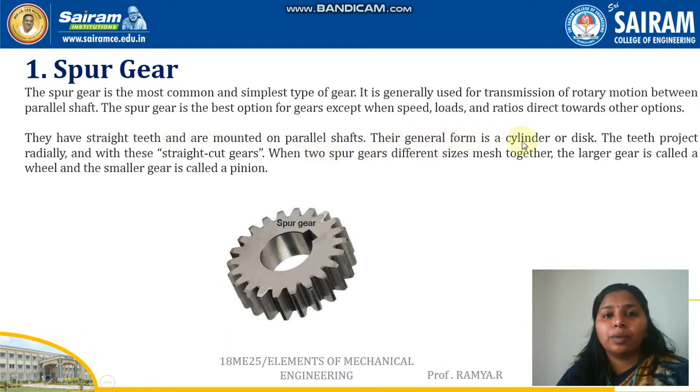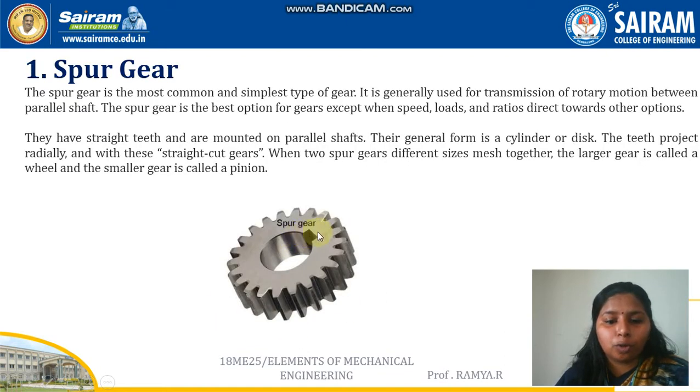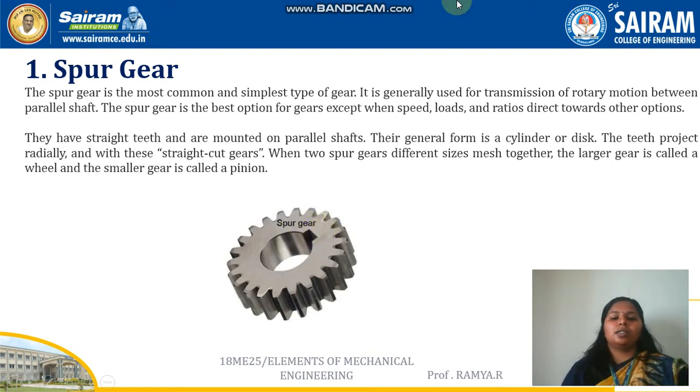Their general form is a cylinder or a disc. The teeth project radially, and these are straight cut gears. When two spur gears of different size mesh together, the larger gear is called the wheel, and the smaller gear is called the pinion. So this is the general structure of a spur gear, where there are straight teeth, and when a larger spur gear and a smaller spur gear rotate together, they are called a wheel and a pinion.